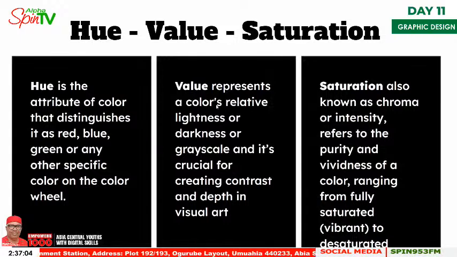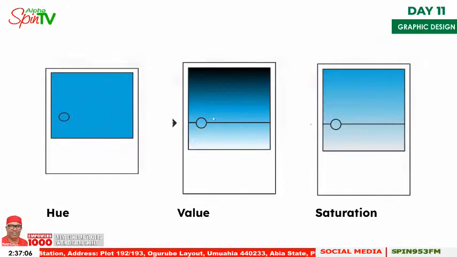Now, you see that this is one color. This is the hue. You can see that this is the hue, right? Look at the same color, but it is showing you from the lightness to the darkness.